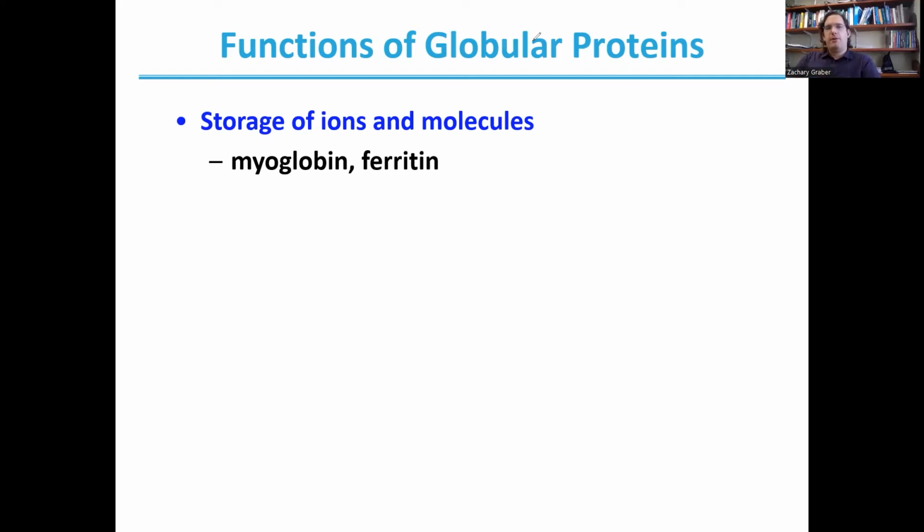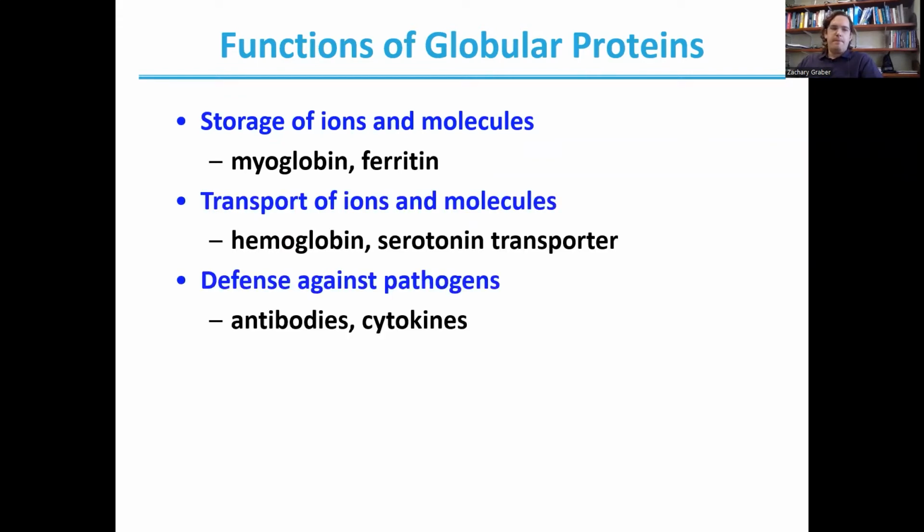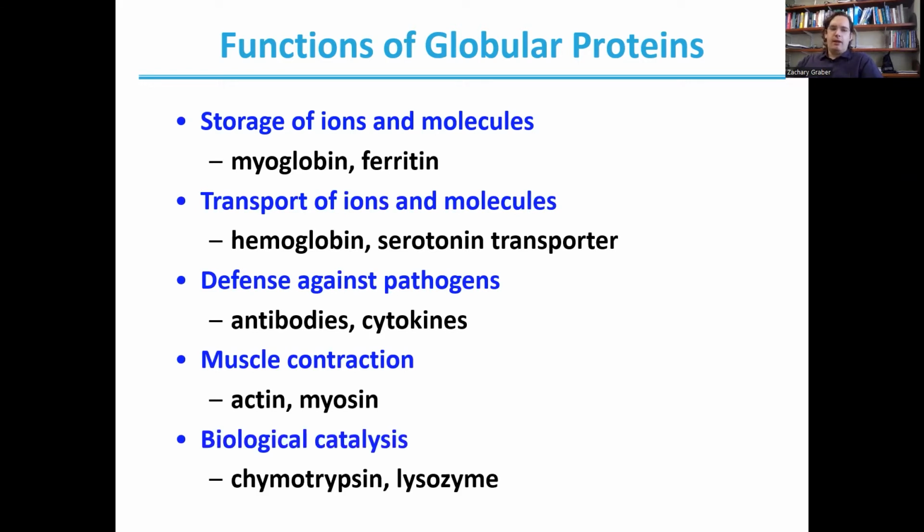Well, again, of course, we can divide our proteins into two main classes. Our structural proteins, which of course play a structural role, also called fibrous proteins. And then we have our globular proteins. Globular proteins tend to be the more common proteins in our body, and they have a very wide range of different functions. We have proteins that store ions in molecules. We have proteins that transport ions in molecules, proteins that will defend against pathogens, proteins that are involved in muscle contraction and movement, and we have biological catalysts that will help to control the rates of the reactions within our body.